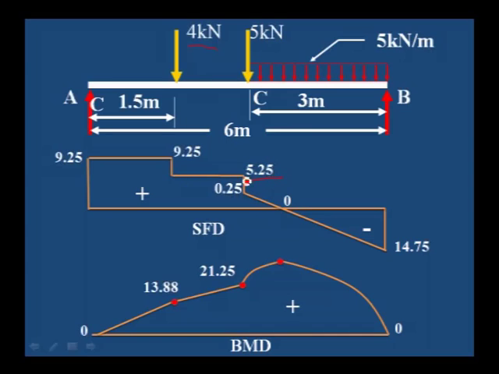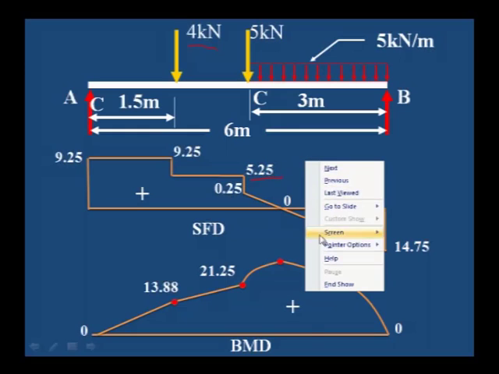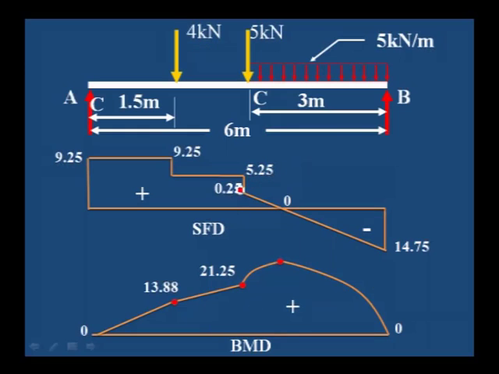Again here, this drop should be equal to the 5 kilonewton. I explained in all the previous sessions also, this drop should be equal to the point load. This drop should be equal to the point load. Therefore, we have calculated 5.25 as the shear force at C.